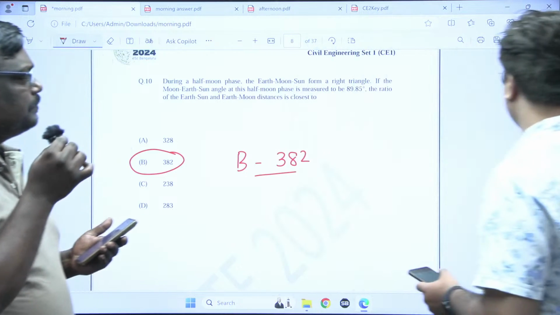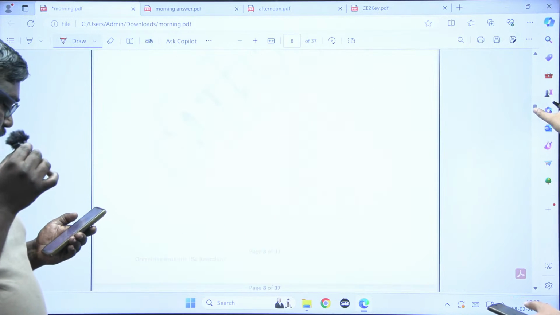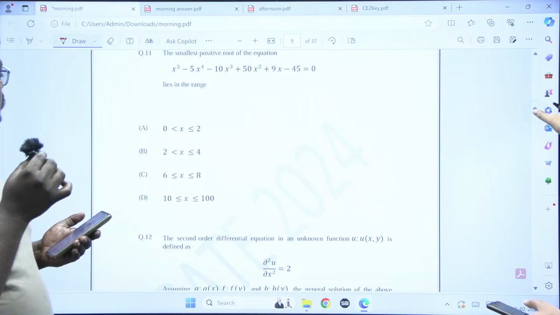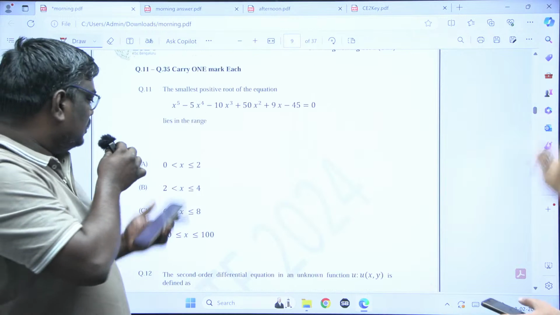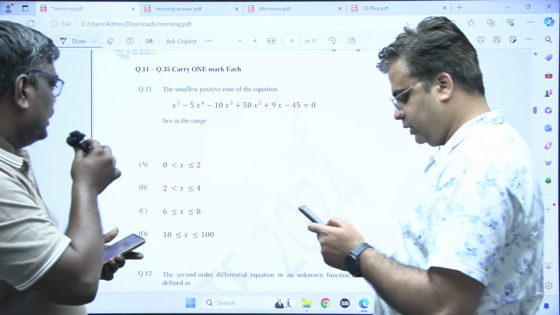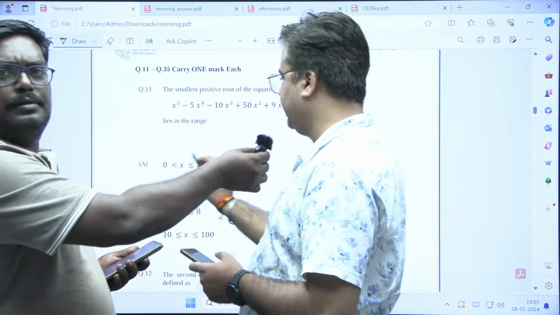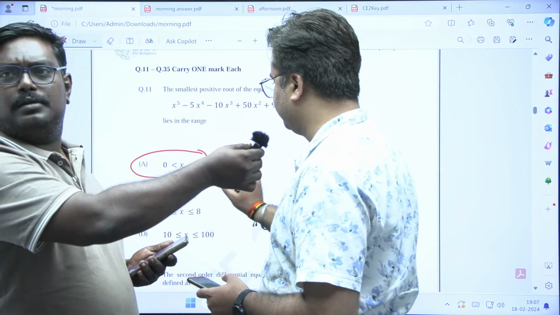This is the aptitude portion. Now we will move to the technical questions. This question is one we got yesterday, 0 ≤ x ≤ 2. Option A is the correct option for this question.